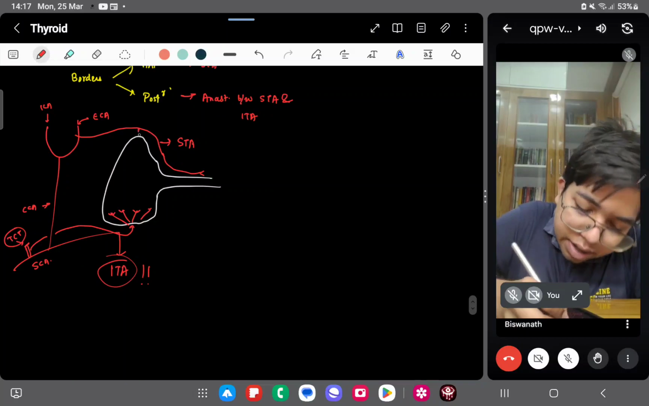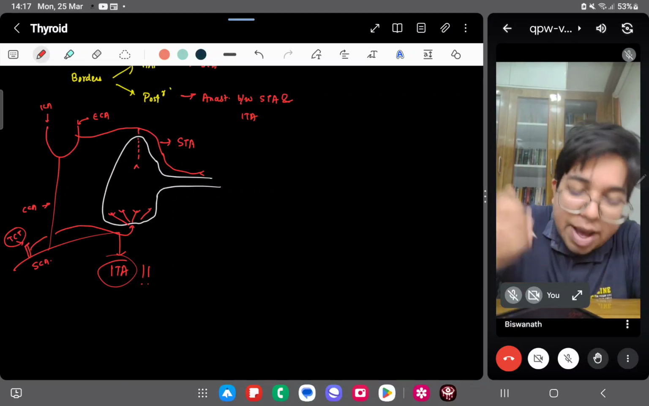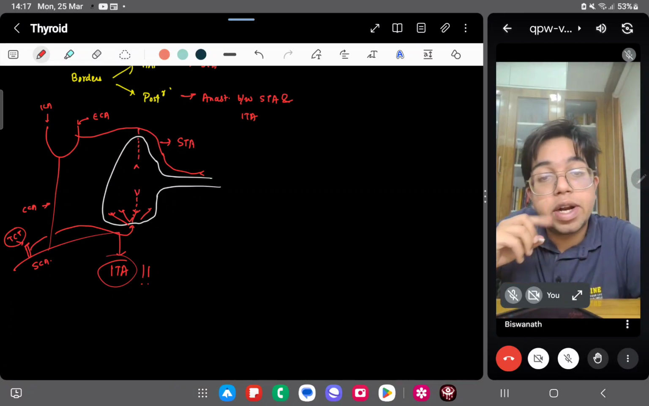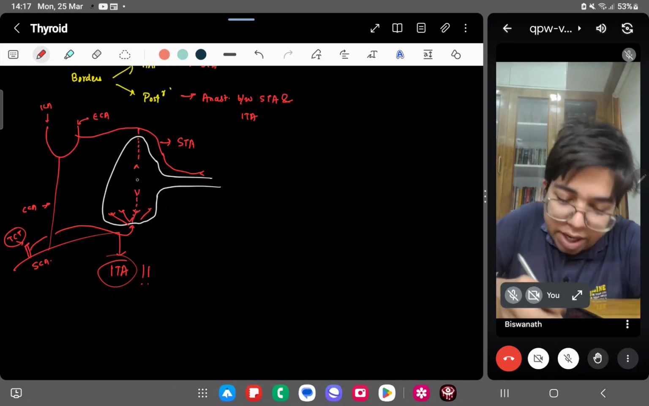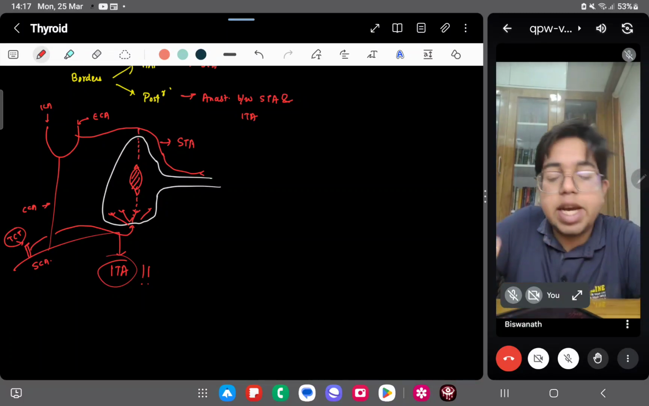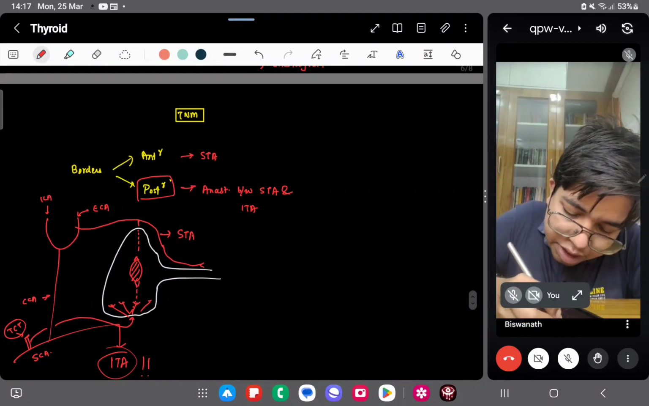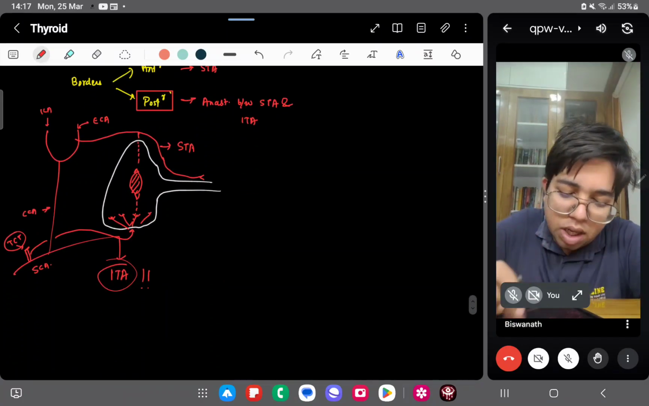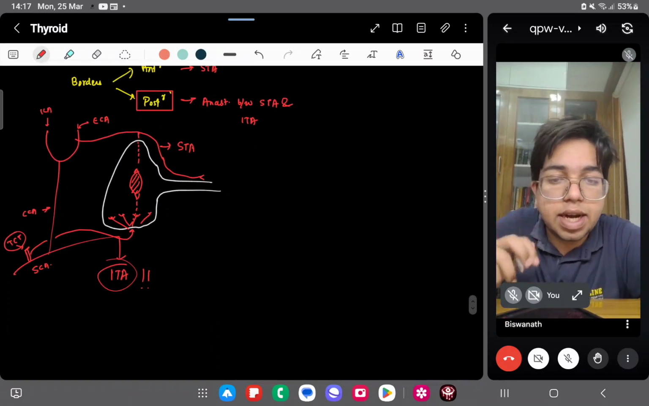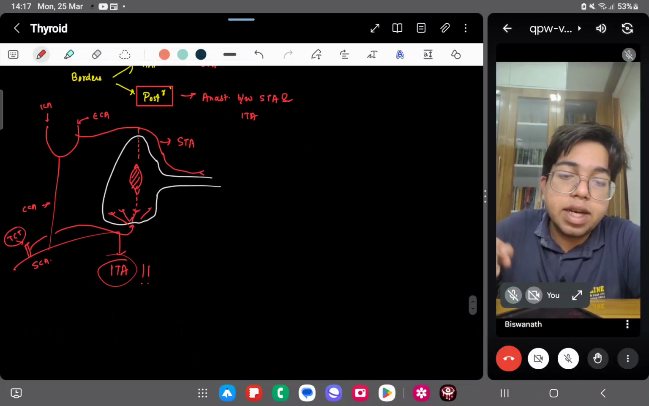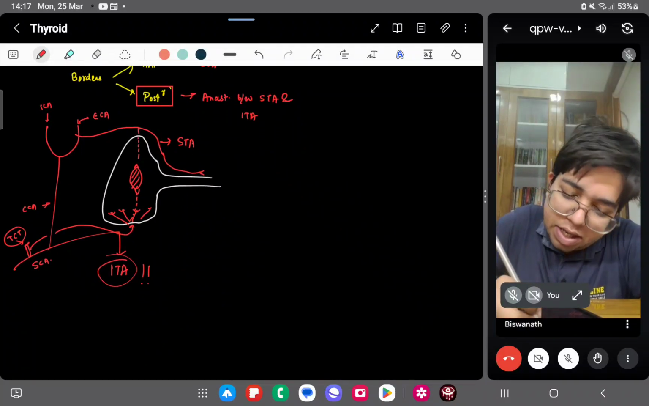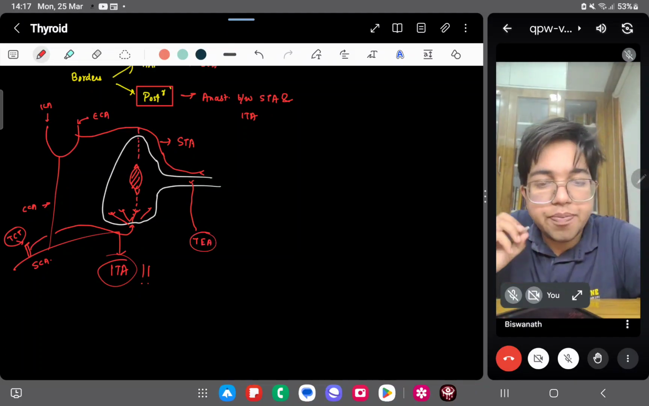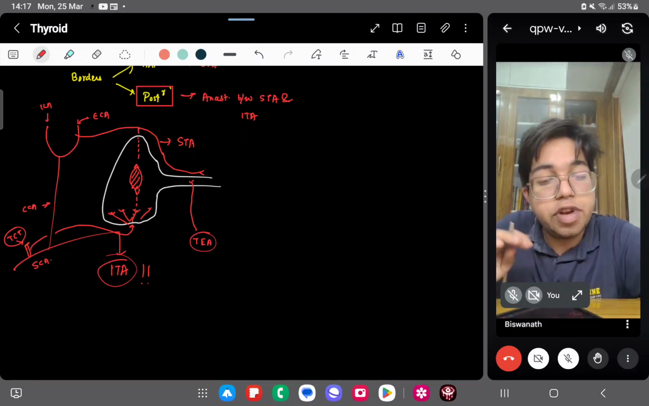A branch of the STA goes backward, behind the thyroid gland, and a branch of the ITA also goes behind the thyroid gland. There is an anastomosing point here, an anastomosis between STA and ITA, and this is the relation of your posterior border. Easy? That's why I didn't explain this anastomosis that time. Another thing, from the arch of the aorta, there originates the thyroidea ima artery. This is the relation of your isthmus.